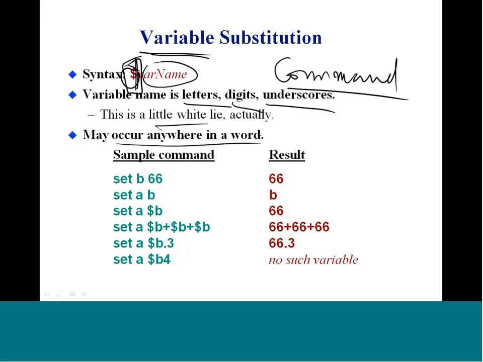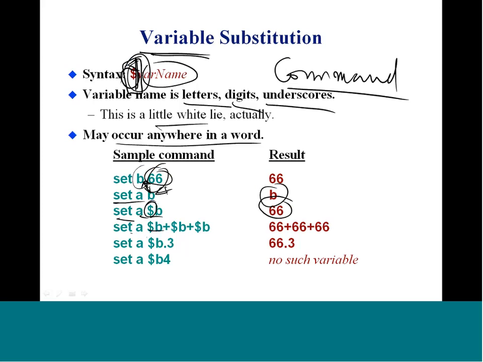So here, let's say we are setting B to 66. Now, when we say set A to B, the result is just B. Notice that this is just a value, not the same variable. In order to get B as 66, what do we need to put? The key variable substitution syntax, which is the dollar. So now in this command, set A dollar B, we get A as 66.